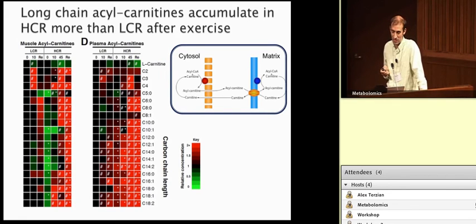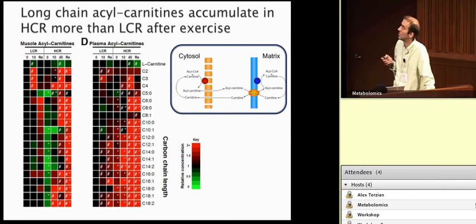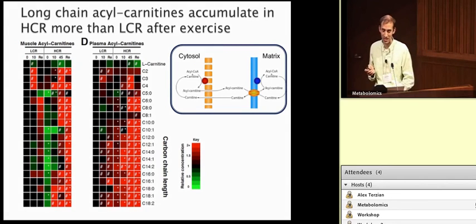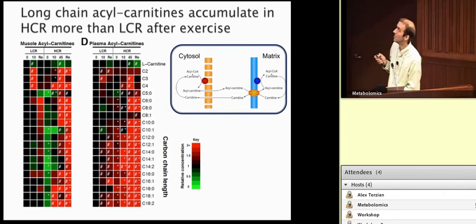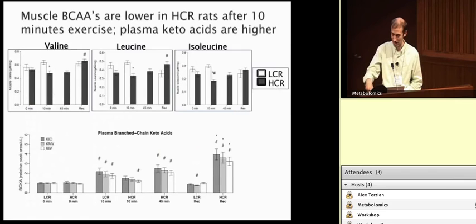So we believe that the HCR rats are well suited physiologically to enhanced efficiency of oxidation of these fatty acids, and also efficiency of oxidation of the branched chain amino acids, because these short chain acyl-carnitines are actually downstream products of branched chain amino acids, and we see a buildup in these short-chain amino acid metabolism products in the LCR, suggesting that they're not clearing them effectively and not metabolizing them as effectively during exercise.